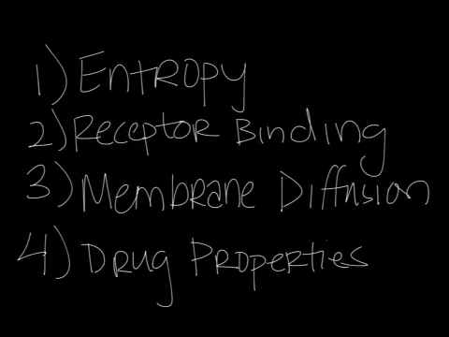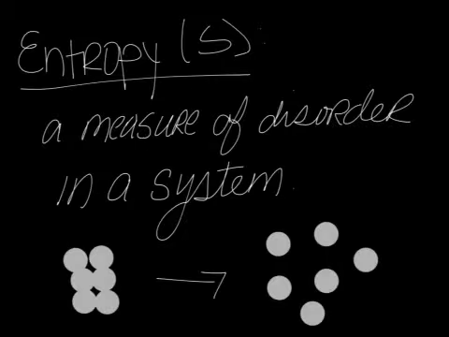We're going to start off with a brief outline. We're going to go into entropy, what it is, and what it's going to be doing for us along the way, and then we're going to talk about 3 different concepts: receptor binding of drugs, membrane diffusion, and drug properties, all of which, 2 through 4, involve entropy and how entropy plays a role in each of these.